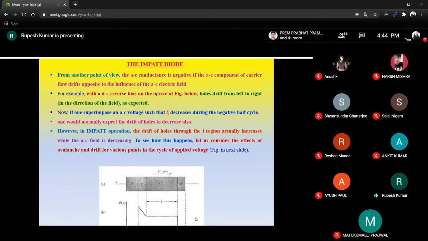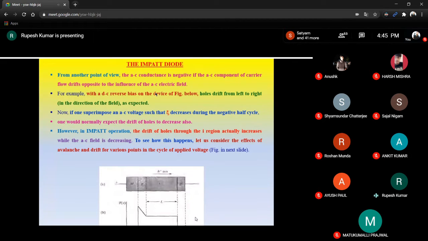Now, with some examples, like a DC reverse bias of the device, see the structure. With DC reverse bias, holes drift from left to right, in the direction of the field. When we give DC and we are also giving AC, the drift process is opposite to the AC field. So in impact operation, the drift of holes through the I region increases with a decrease in the AC field.